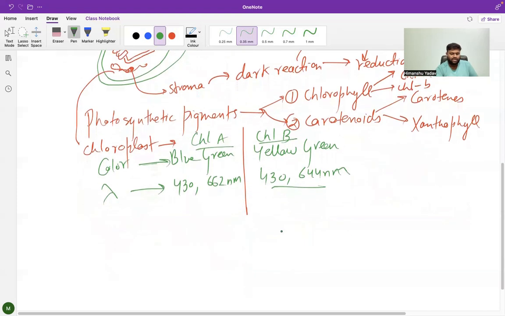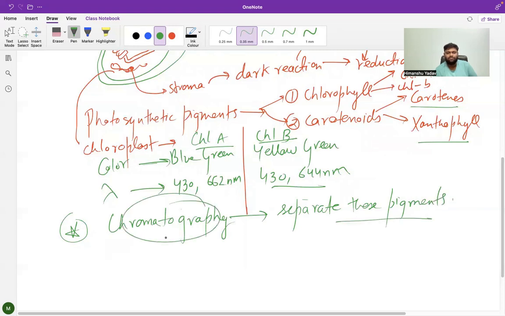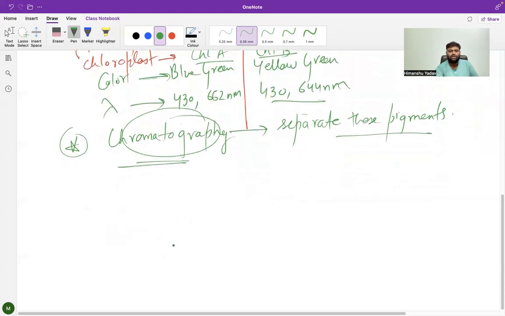In the case of carotenoids, there are two types, as I told you. One is carotenes, the other is xanthophyll. And there is a technique known as chromatography. We use chromatography to separate these pigments. We'll talk more about its details.